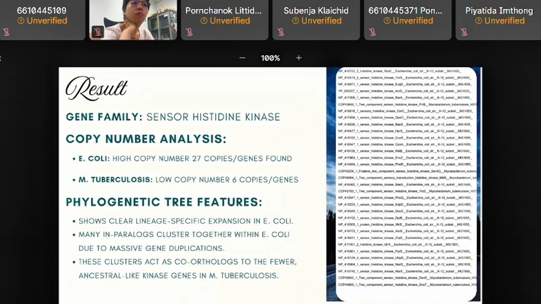When we look at the phylogenetic trees, we can see lineage-specific expansions in E. coli. In simple terms, the genes in E. coli copied themselves many times, forming tight groups called in-paralogs. All of these clustered genes in E. coli act like co-orthologs when compared to the few original genes found in Mycobacterium tuberculosis.